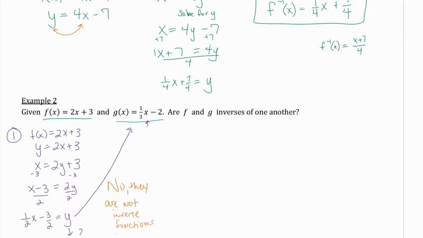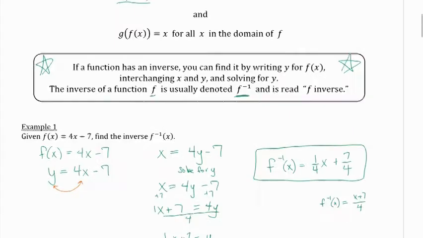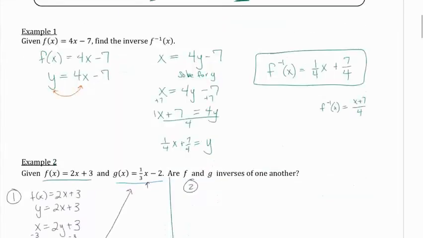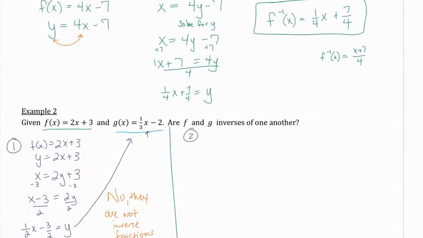Okay, that's one way to go about it, using that kind of box definition that we did up there. The other way, just in case you like this other way better, if you'd like to try a different method, is we can use this part that's up here, this definition where we talk about f of g of x and g of f of x. So you can plug one function into the other and see if you just get x. If you do, then they're inverses. So I'm going to do f of g of x.